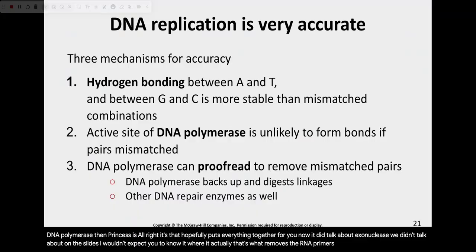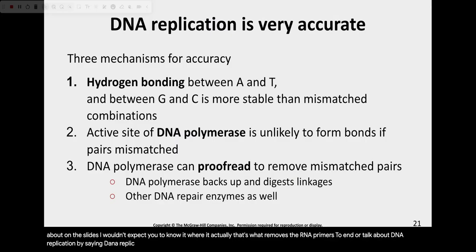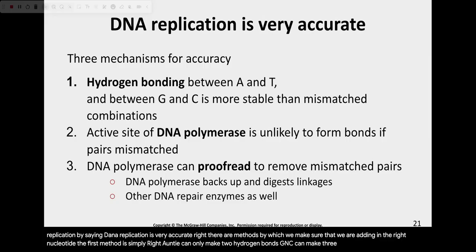I want to end our talk about DNA replication by saying DNA replication is very accurate, right? There are methods by which we make sure that we are adding in the right nucleotide. The first method is simply that hydrogen bonding we talked about between base pairs. A and T can only make 2 hydrogen bonds. G and C can make 3.